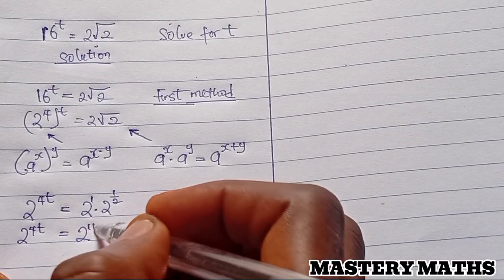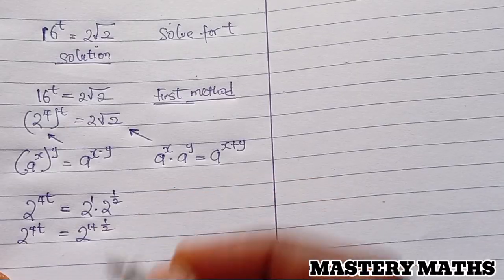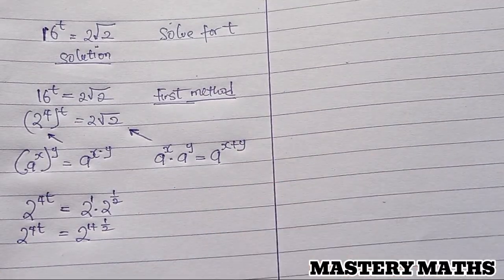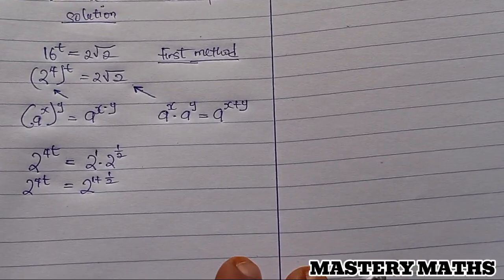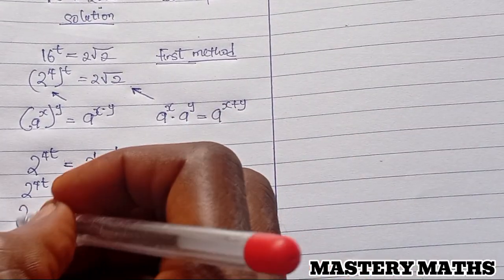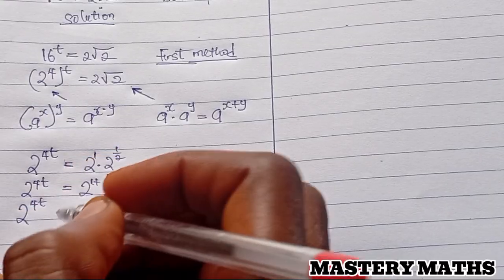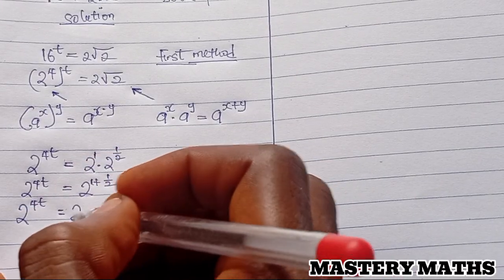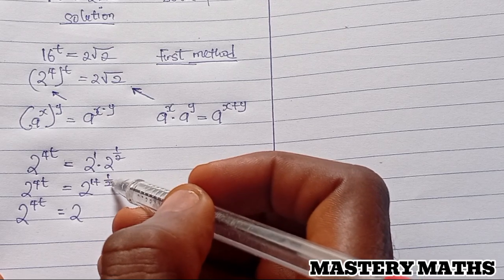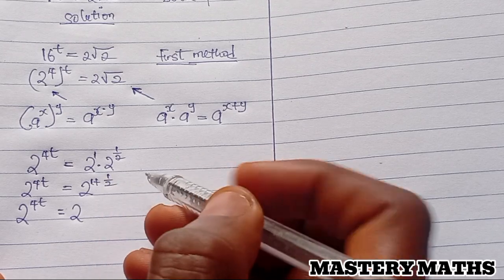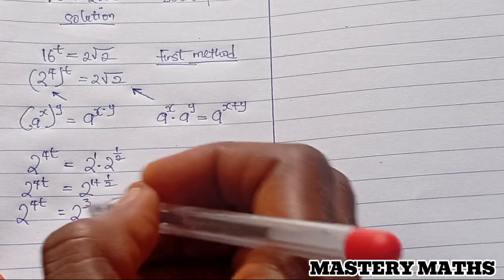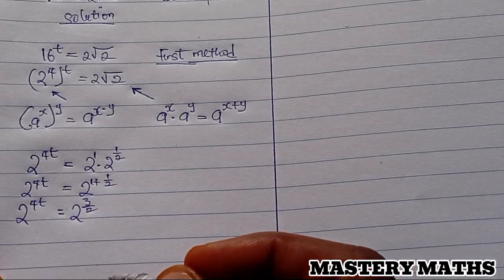Then you have your 1 plus 1 over 2, using this formula here. Now, having done that, what should be the next thing we do? Now, you have 2 raised to the power of 4t is equal to 2 raised to the power of, you see, when you look for the LCM of 1 plus half, the simplest way of doing this, you say 2 times 1 is 2 plus 1, 3. So you have 3 over 2, raised to the power of 3 over 2.